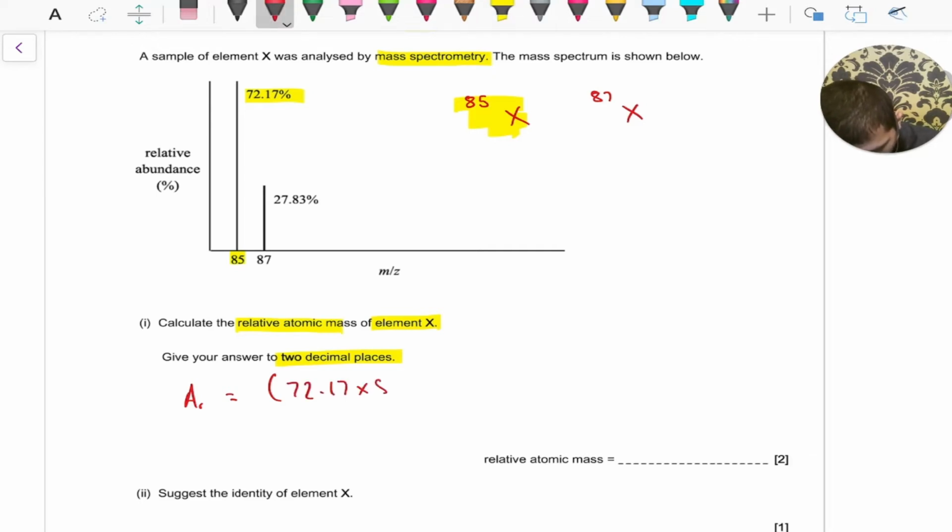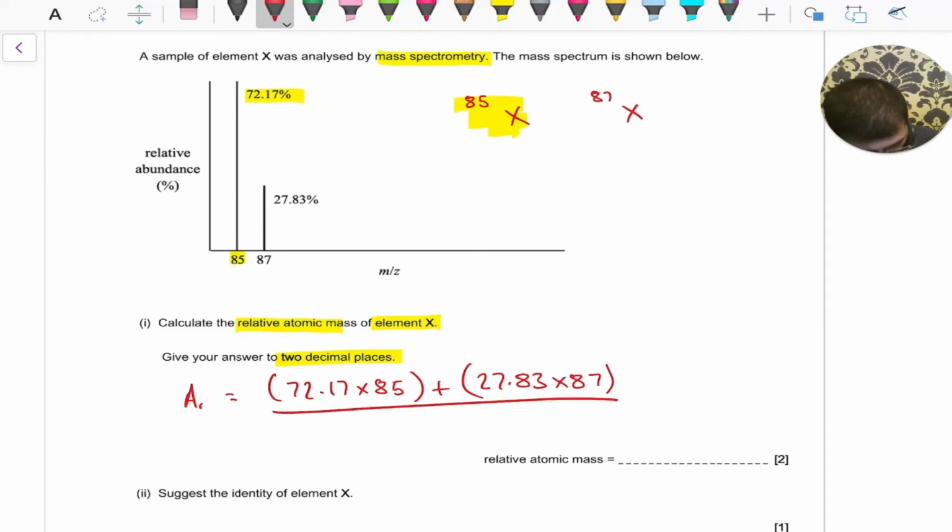So I'm going to do 72.17 multiplied by 85 plus 27.83 multiplied by 87, all divided by 100, and let's see what I get for an answer. So I'm just going to put this into my calculator. So I've got 72.17 multiplied by 85 plus 27.83 multiplied by 87 divided by 100, 85.5566.